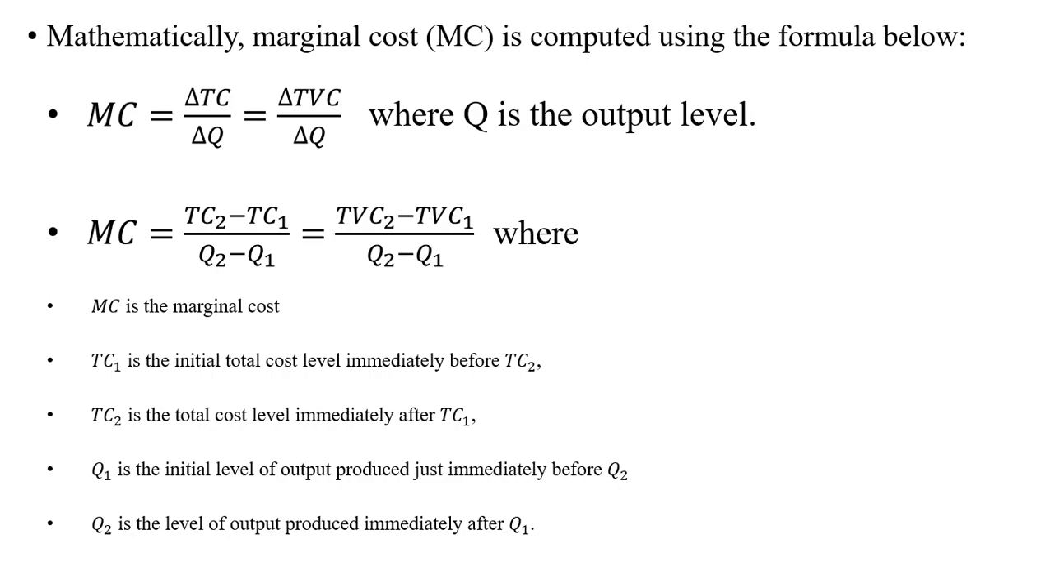So the marginal cost can be computed as the change in total cost divided by the change in output produced, which is the same as total cost 2 minus total cost 1 divided by output level 2 minus output level 1, which is the same as total variable cost 2 minus total variable cost 1 all over Q2 minus Q1. As an exercise, go and find out how you can use these two formulas to calculate the marginal cost, and they will give you the same result.